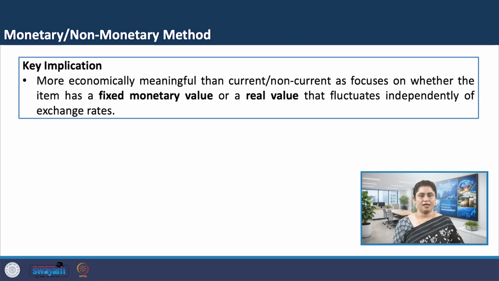The key implication is that this method is more economically meaningful than the current non-current method. It asks what the item actually is economically. Does it have a fixed monetary value that moves with the exchange rate, or does it have a real value independent of the currency movement? This distinction is more reflective of the economic reality.